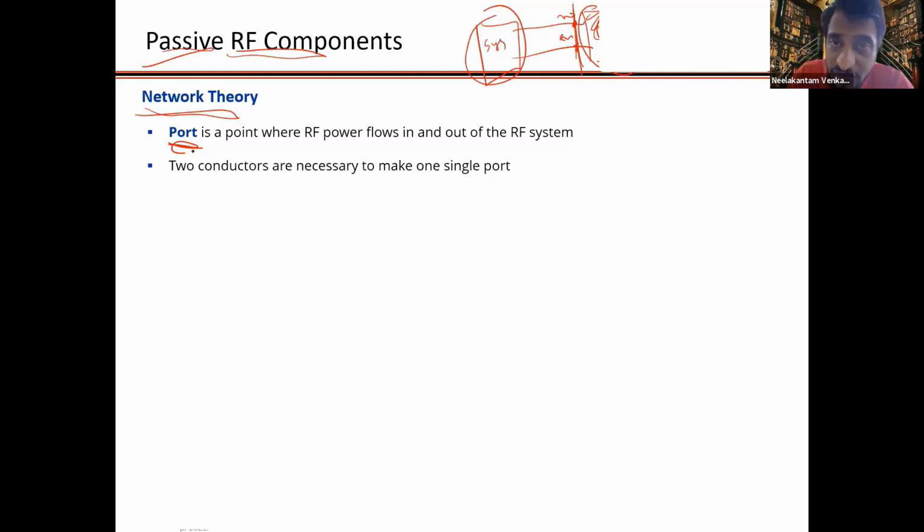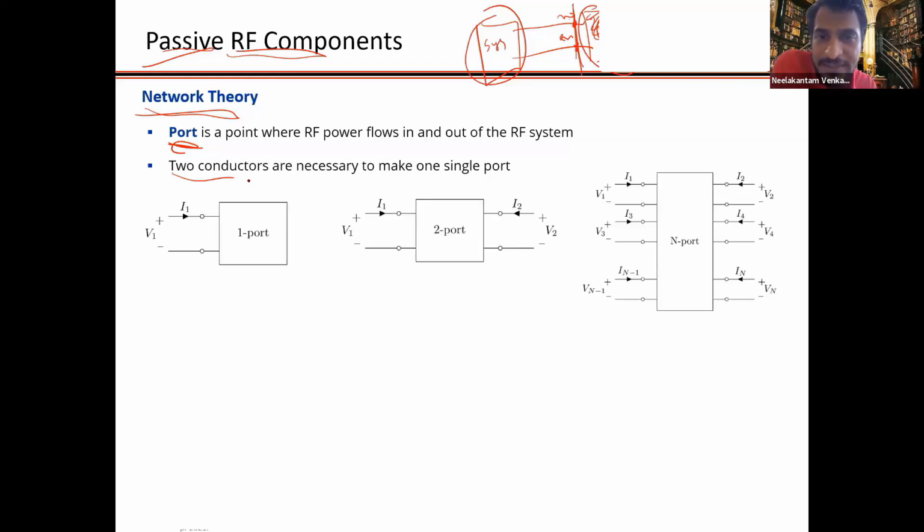Just like how in a country, a port is where goods come in and go. Similarly, for this system, the RF energy that comes in and goes out is called the port of the system. And it needs to have two conductors to make one port, which carries the V plus and the V minus, or the I plus and the I minus, or power in and power out. Equivalently, all of them are the same. So you can classify as one port networks. The two conductors are this. You have a plus and minus. This can carry the plus current and this can carry the minus current.